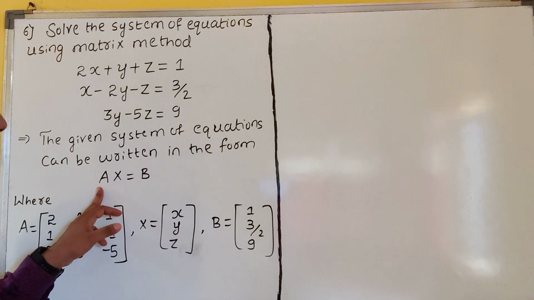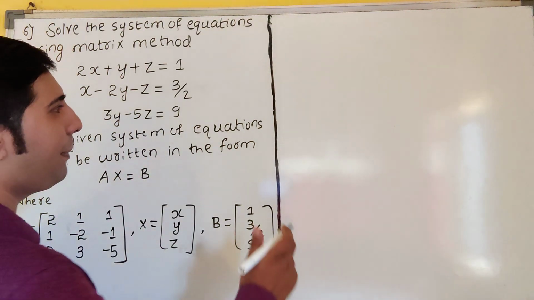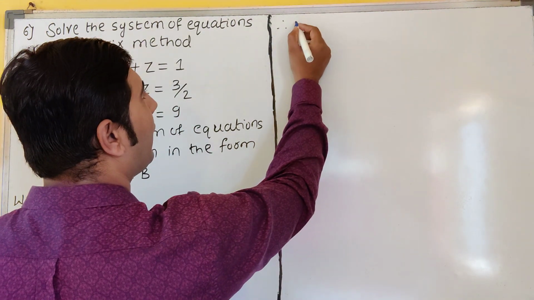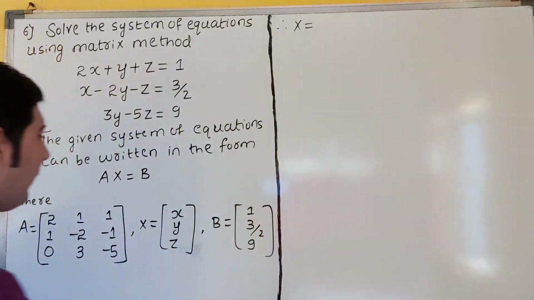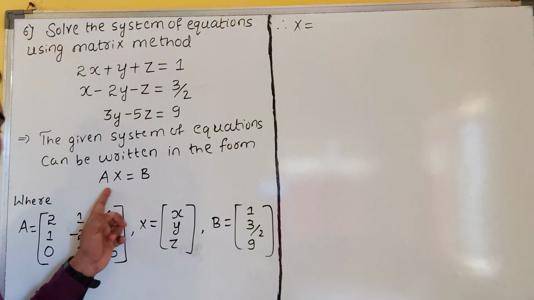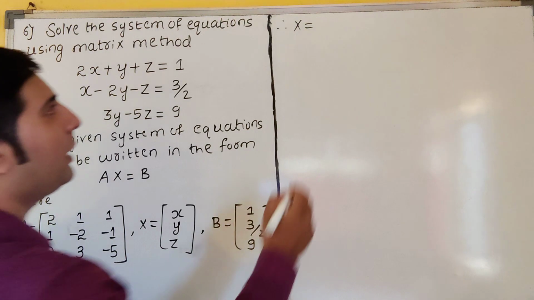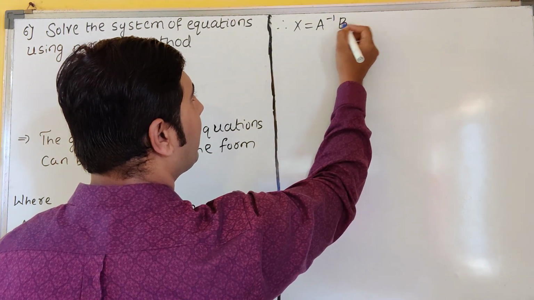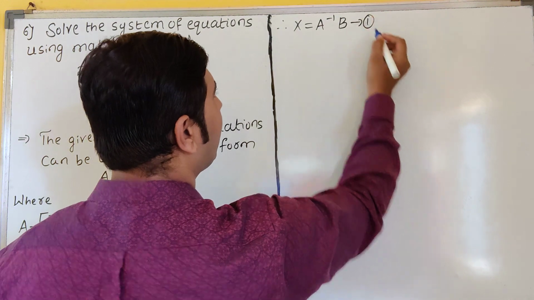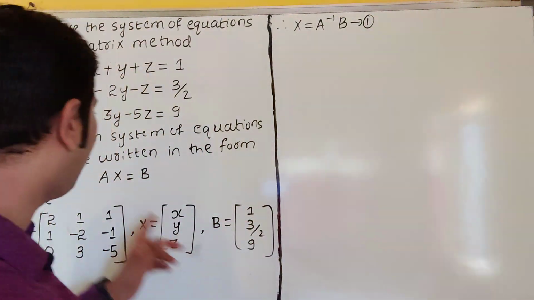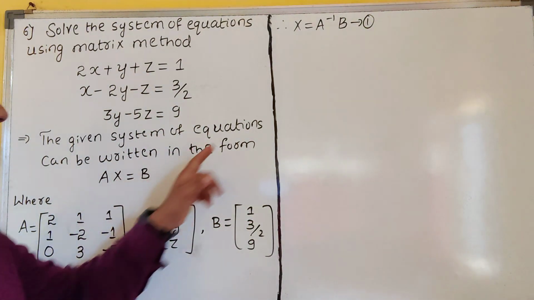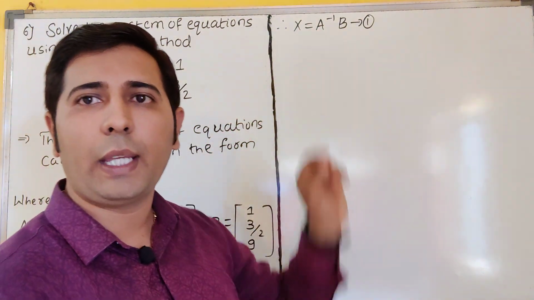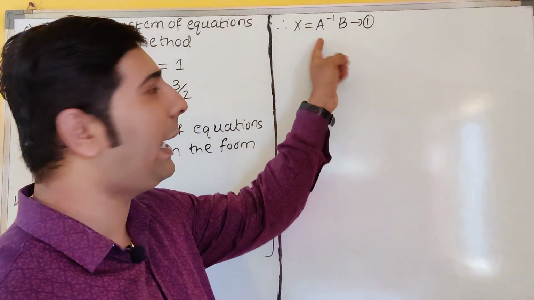So if I take A to the RHS, what will happen, you see? Therefore X is equal to, I am taking this capital A to this side. It will become A inverse, dear students. A inverse into B, and I will call this equation number 1. So if you take A to the RHS, that will become A inverse. So A inverse, see how to find A inverse.